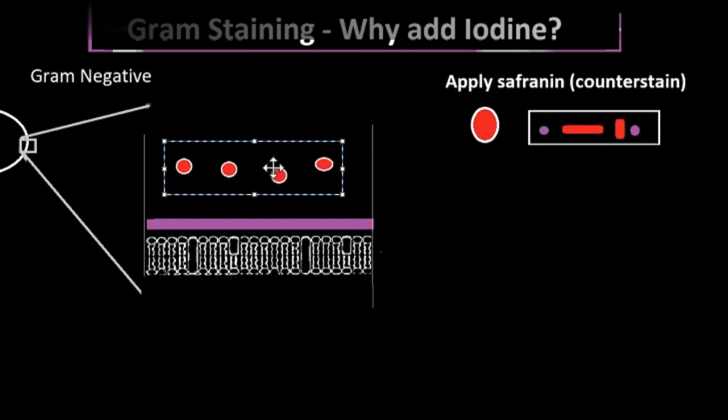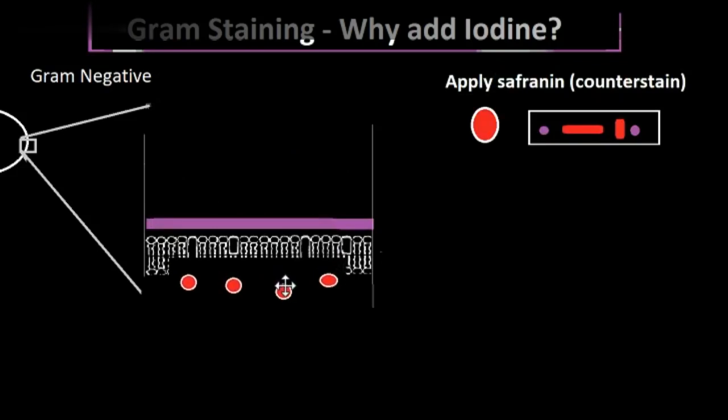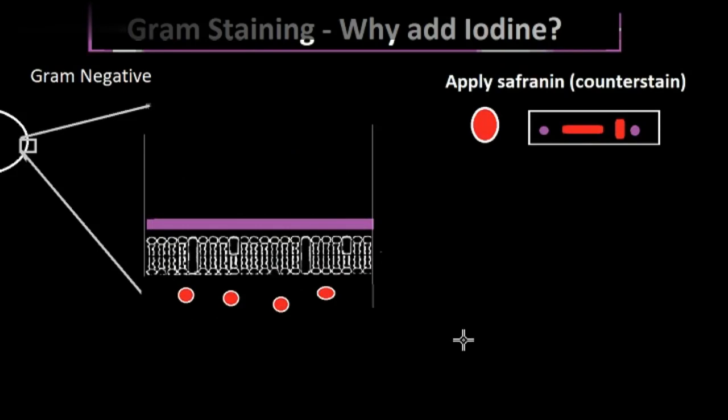So then when we apply the safranin dye, the gram-negative bacteria takes up the color of the safranin dye, which is red or pink. So at the end, the gram-negative bacteria is stained red or pink.